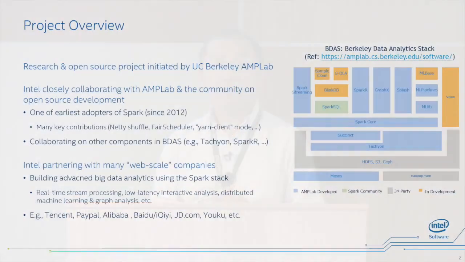So, first, some background. We all know that the Apache Spark project started as a research and open source project from the AMPLab at UC Berkeley. They have an awesome analytics stack, the BDAS, as they call it. And Intel has been working very closely with AMPLab since the early days. We started to work on Spark in 2012, when it was still a research project in the lab. We work with AMPLab as well as many people in the open source community on the development of the project and contribute many key features.